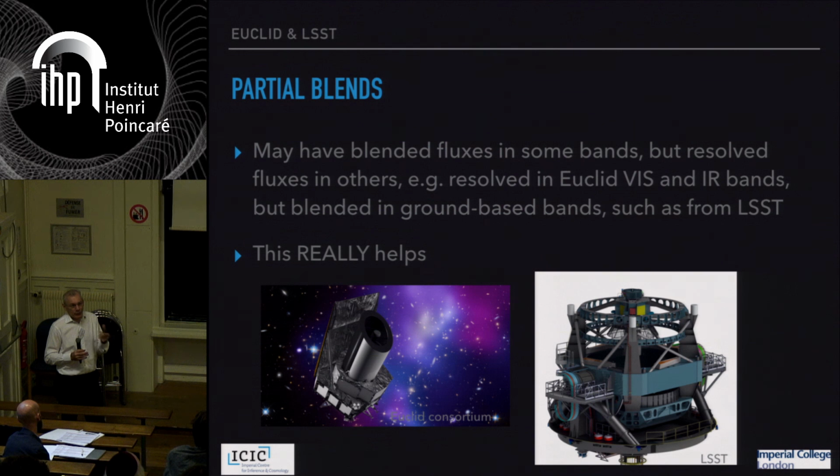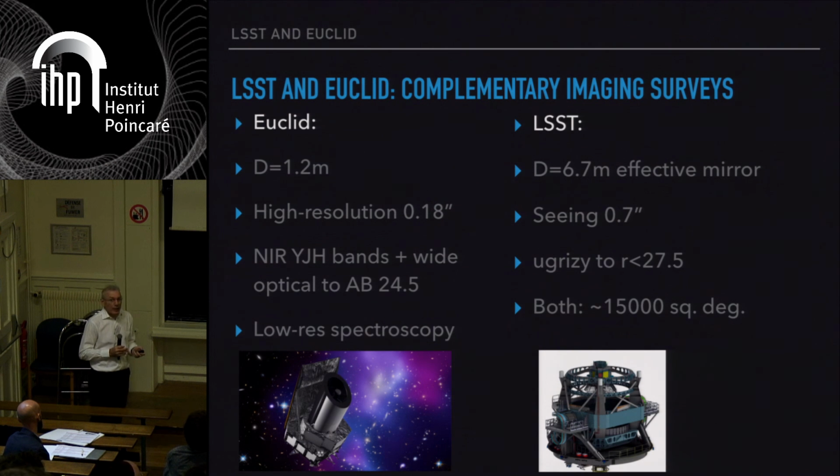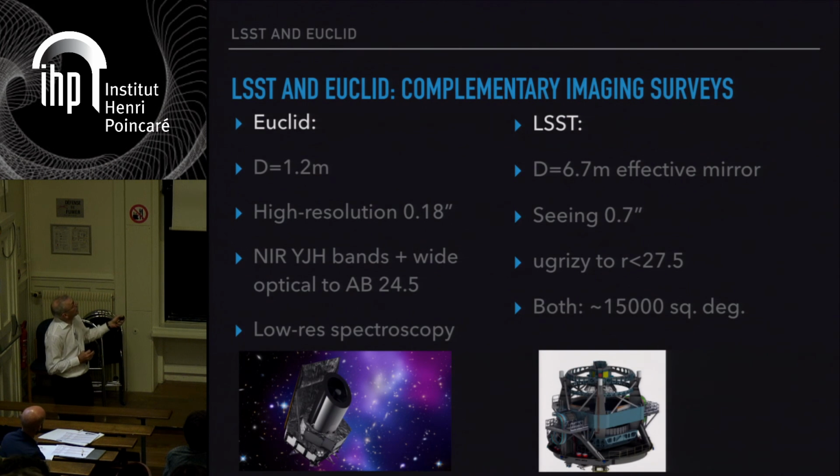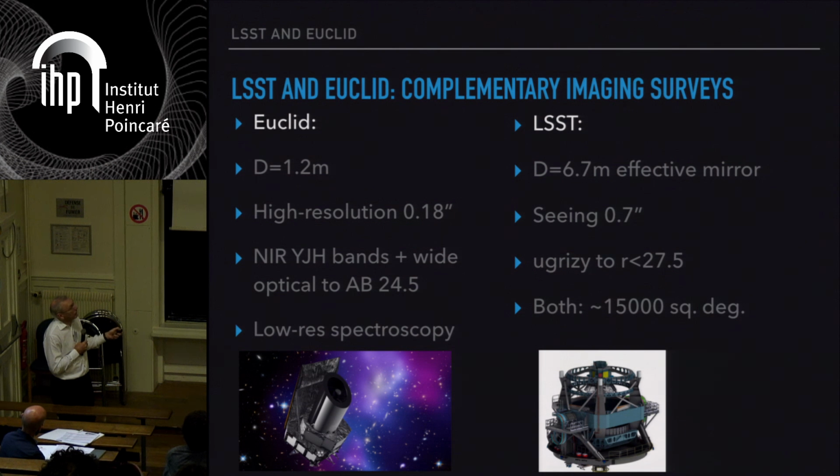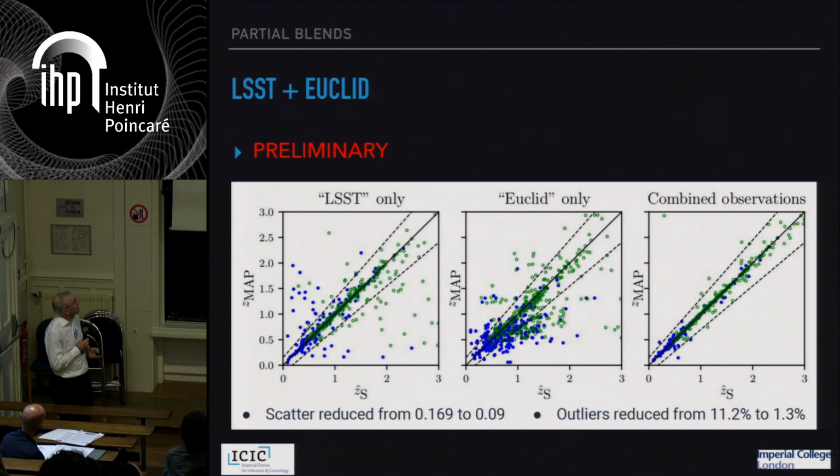Well, a typical situation, or for some sources at least, you'll have sources which are resolved in Euclid but not resolved in LSST. So Euclid's resolution is very high. It has these infrared bands plus the wide optical band. LSST is much deeper but has much poorer seeing. But the combination of the two, in some cases, is going to give you resolved images in the Euclid bands and unresolved images in the LSST bands. So you can use that information very effectively, it turns out.